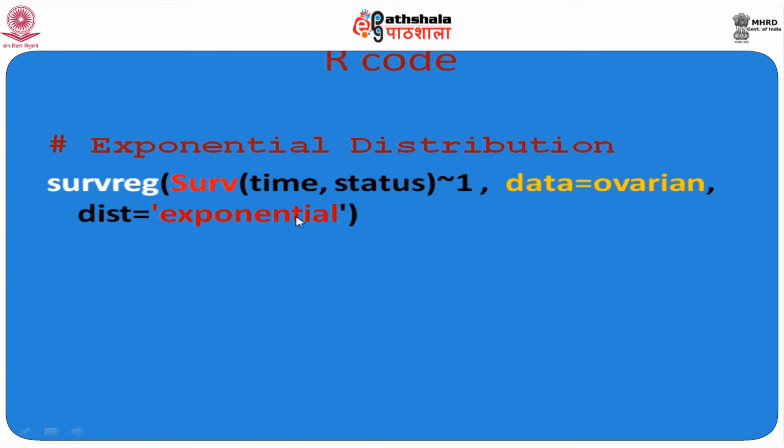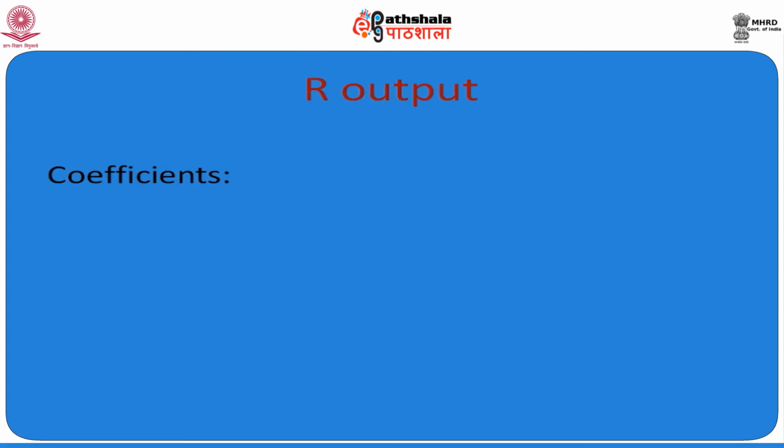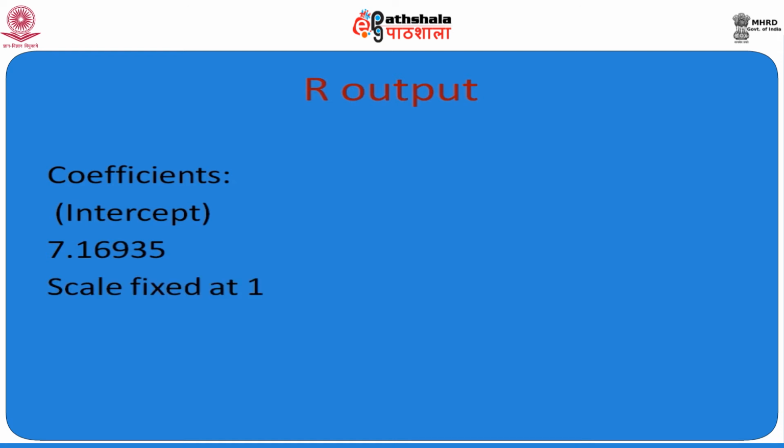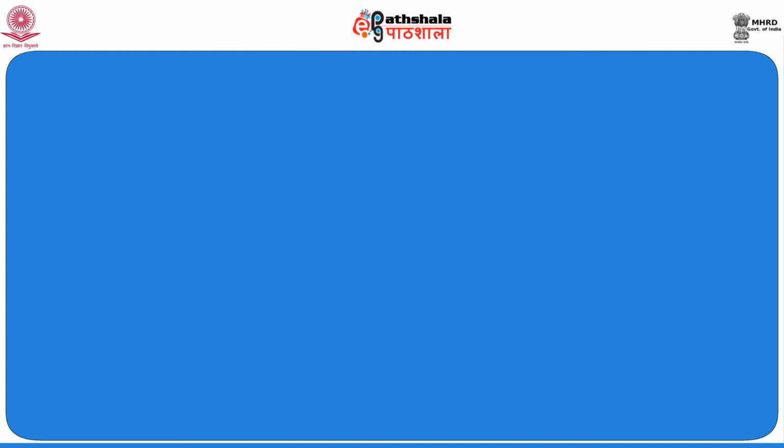Once we have run this program, we get our output, starting with the intercept. The intercept value is 7.16, the scale is fixed at 1, and we have a total of 26 observations of patients. So basically, in this R code we did not consider any factor; we just considered the Surv function with time and status. Now we will work on something more in this data set.